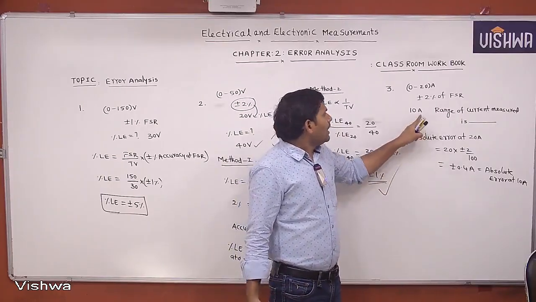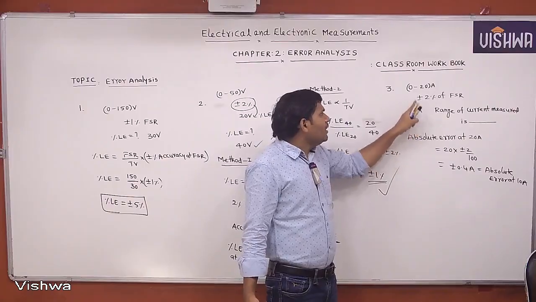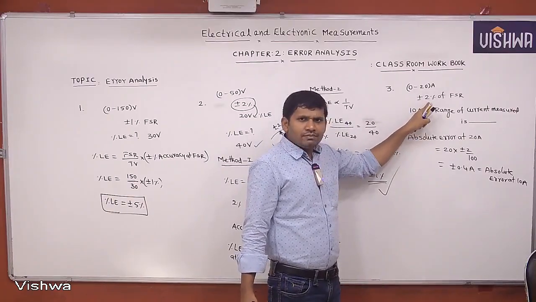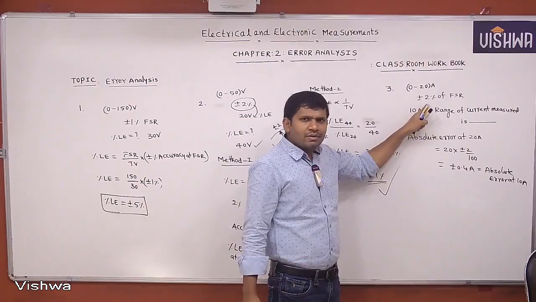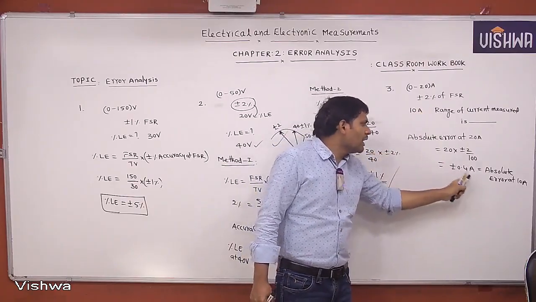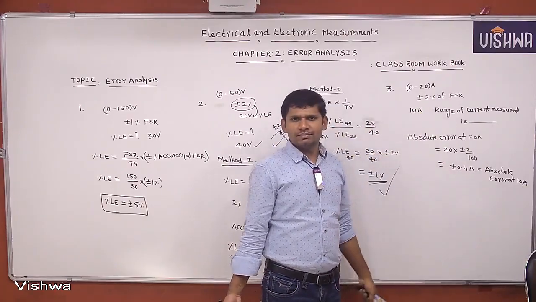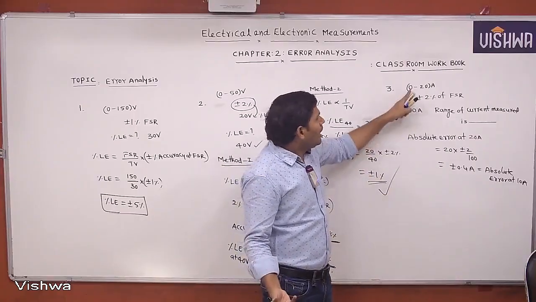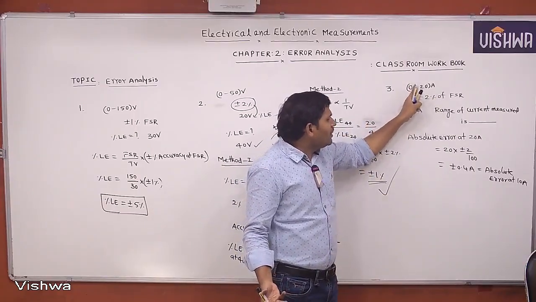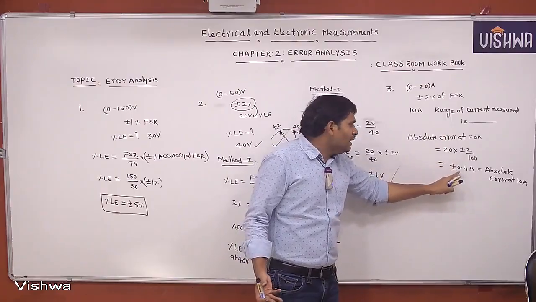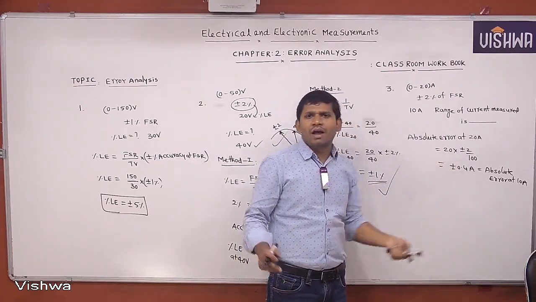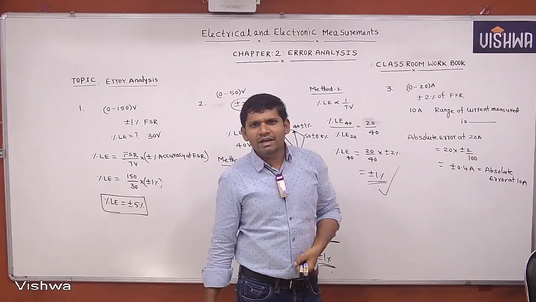If you want to calculate the absolute error separately for 10 amperes, another way is to calculate the limiting error at 10 amperes, then calculate the absolute error at 10 amperes. We can get the same answer. No need to do that. You calculate according to this: the limiting error at 20 amperes. This absolute error is the same for 10 amperes also, because absolute error is a constant error.